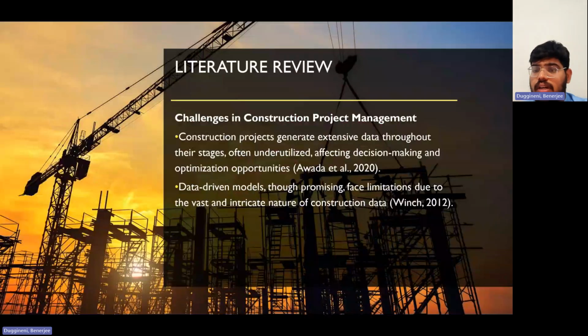Coming to the literature review, I have done a literature review on the challenges in construction project management. Construction projects generate extensive data throughout their stages, but often it is underutilized and affects decision making and optimizing opportunities. Data driven models, though promising, face limitations due to the vast, intricate nature of the construction data.